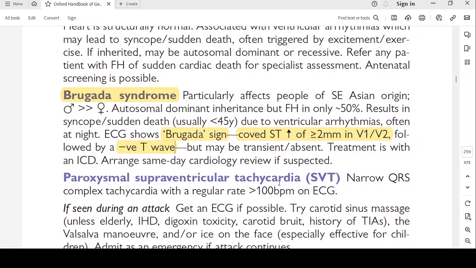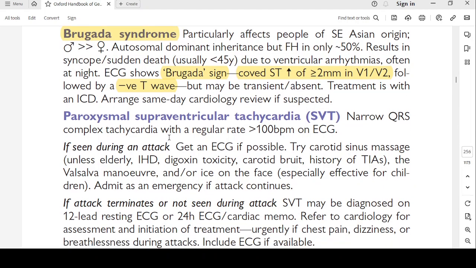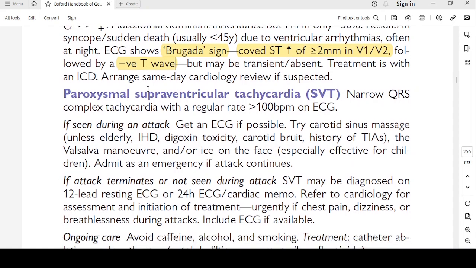For a male patient, up to 2 millimeters of ST elevation is normal. You cannot take it as ST elevation. Only more than 2 millimeters counts as ST elevation, and in Brugada sign it is coved ST elevation in V1 and V2 followed by a negative T wave. Wherever we find that ECG, we will discuss again.